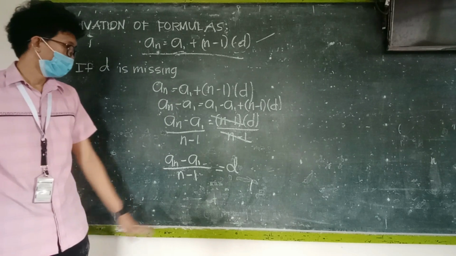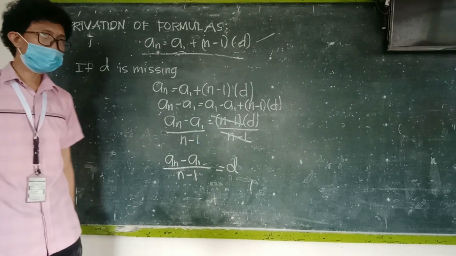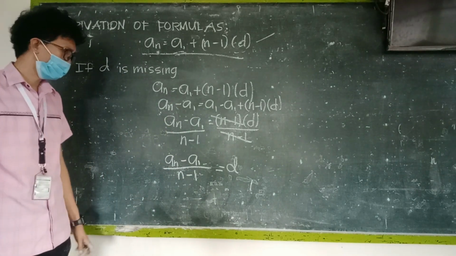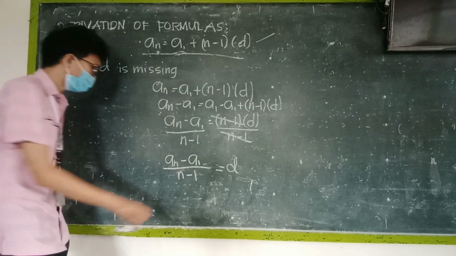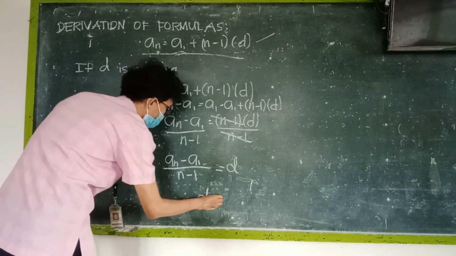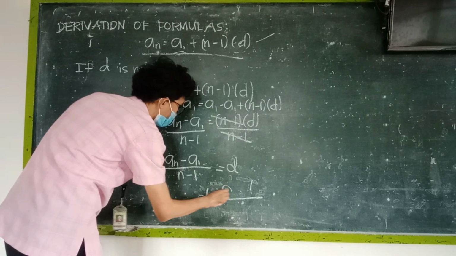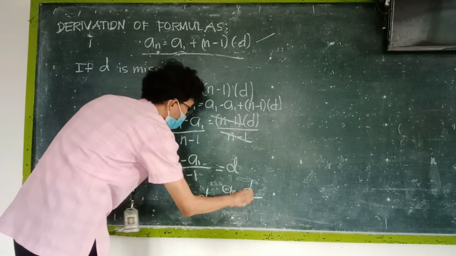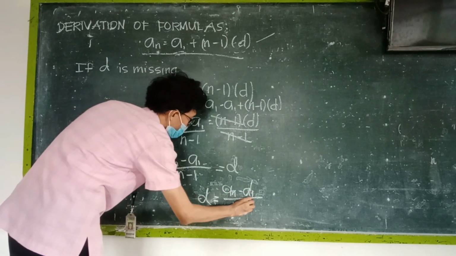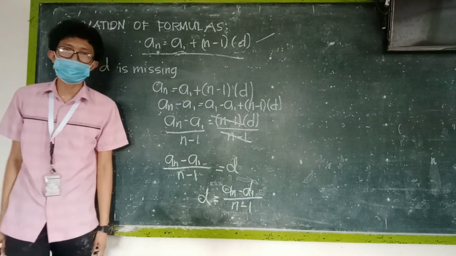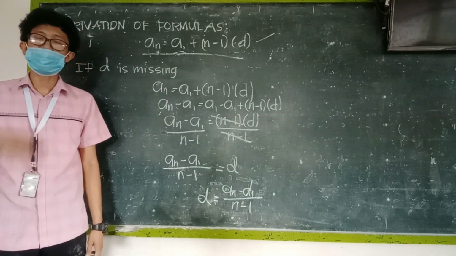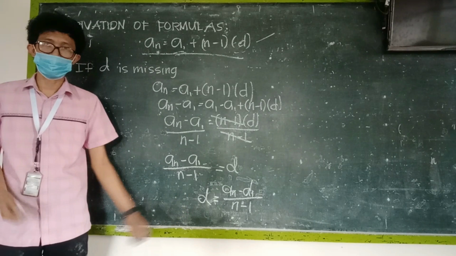So, by symmetric property of equality, swapping lang natin, magiging d is equal to a sub n minus a sub 1 all over n minus 1. So, yan ang formula kapag ang nawawala is ang common difference.